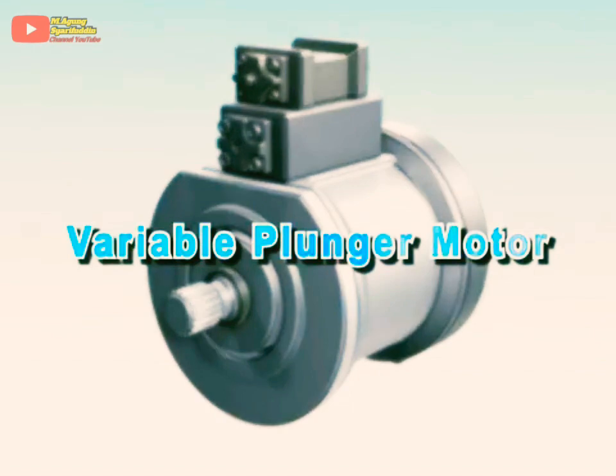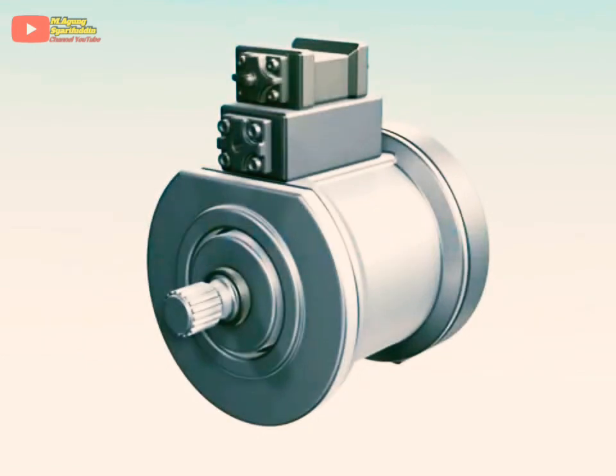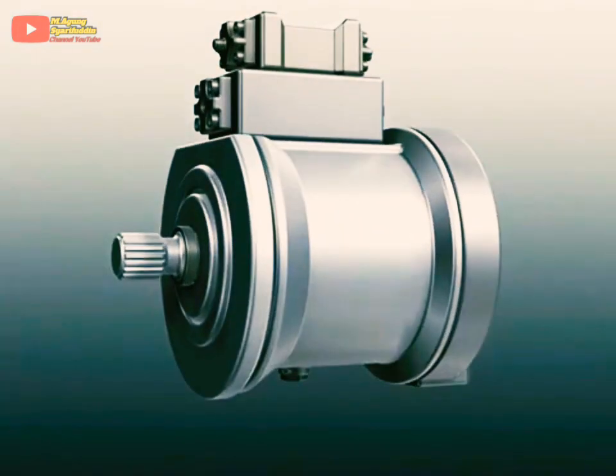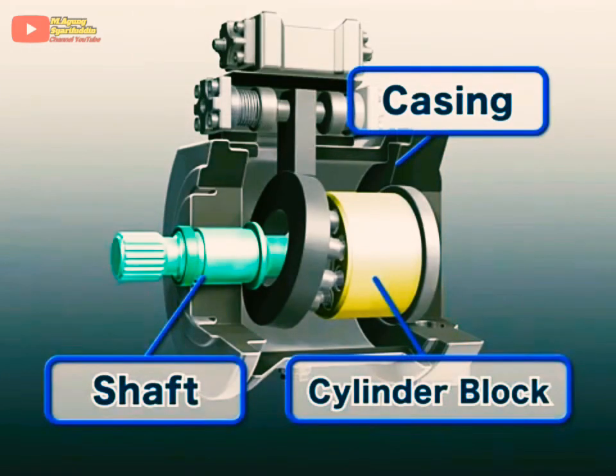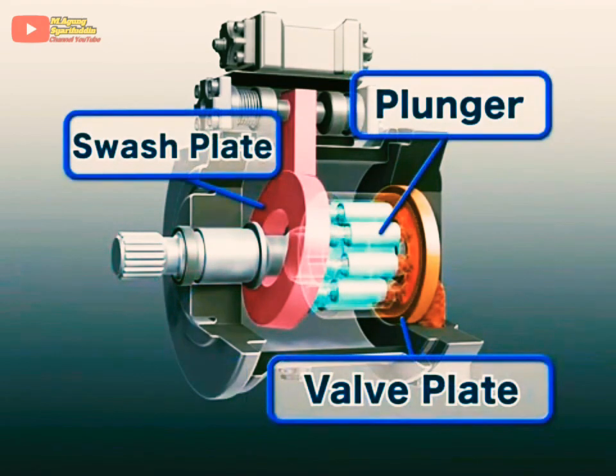The variable plunger motor is used in the hoisting and operation of the crane. Its rotational force is controlled by the hydraulic oil pressure, delivered from the variable plunger pump. The variable plunger motor is composed of a casing, shaft, cylinder block, swash plate, plunger, valve plate, and other components.